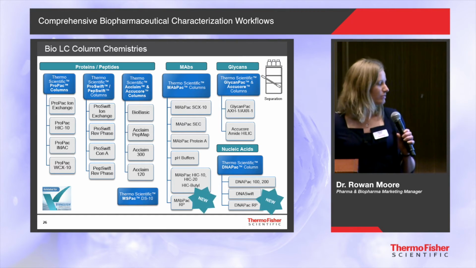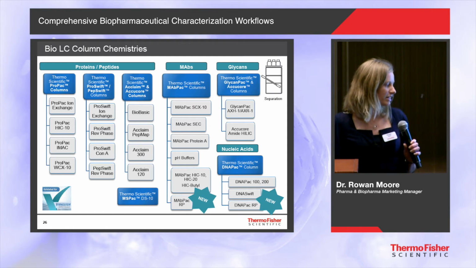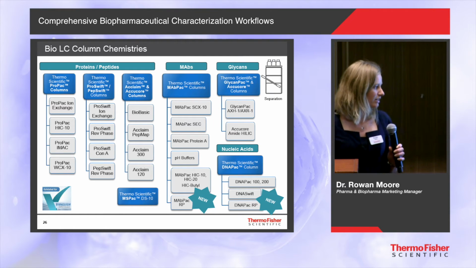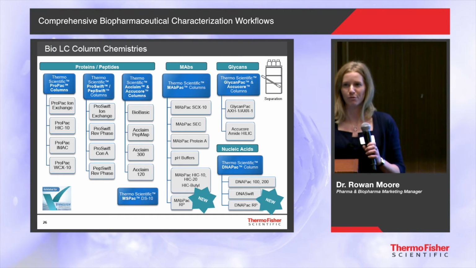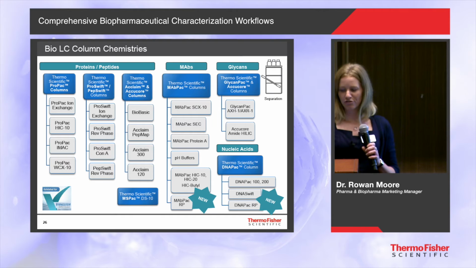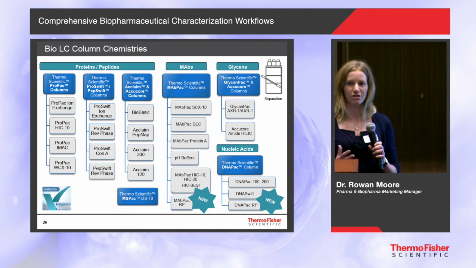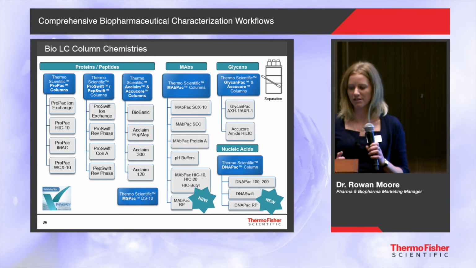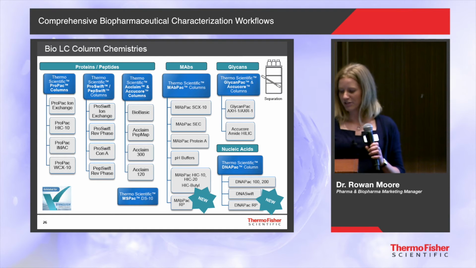The newest columns in our range are the MAbPac RP and the DNAPac. So the MAbPac RP is based on a hydrophobic supermacroporous resin, 4 micron particle size, and it's great for high resolution separations of intact proteins and subunits. Has a really long lifetime as well.